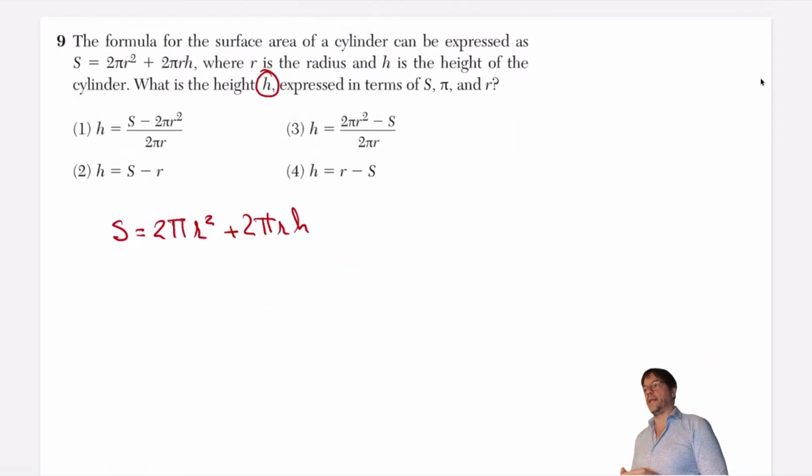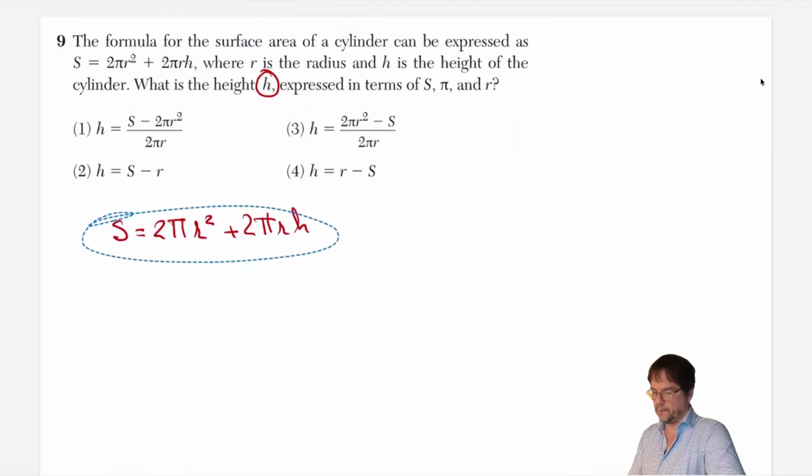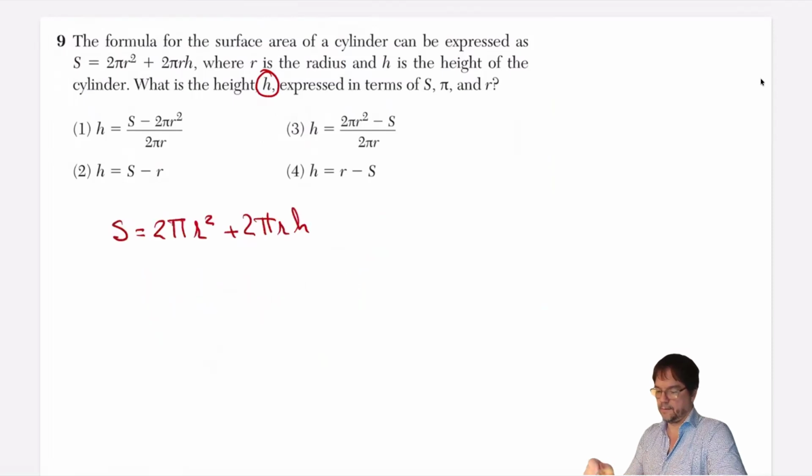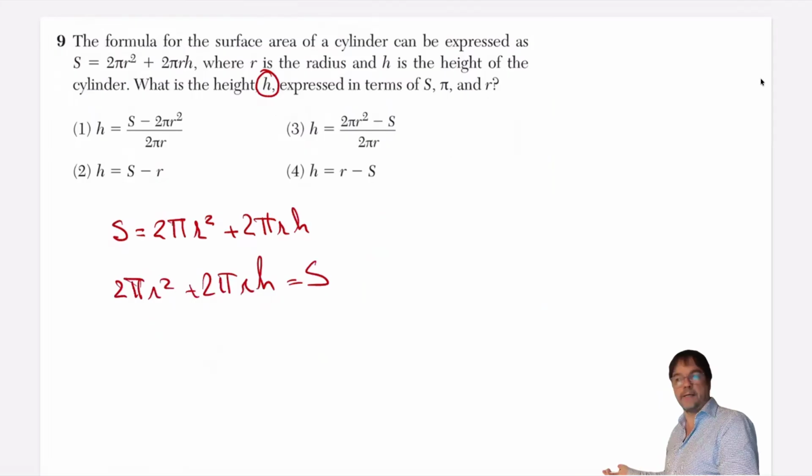As I want the h on the left side, the first thing that I'm going to do is write what you have on the right on the left, and what I have on the left, I have on the right, without changing anything. The only thing that I'm going to do is this. Is that okay? I will not change anything. Okay? Look. 2πr squared plus 2πrh is equal to S. It's the same thing. I didn't change anything.